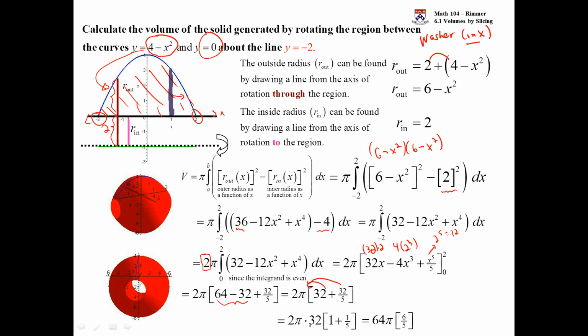And then the 32 and the 2 on the outside multiply to give you 64. And so we're done when we just multiply 64 by 6. What we get from that is 384. So this is 384 pi over 5 for your final answer.